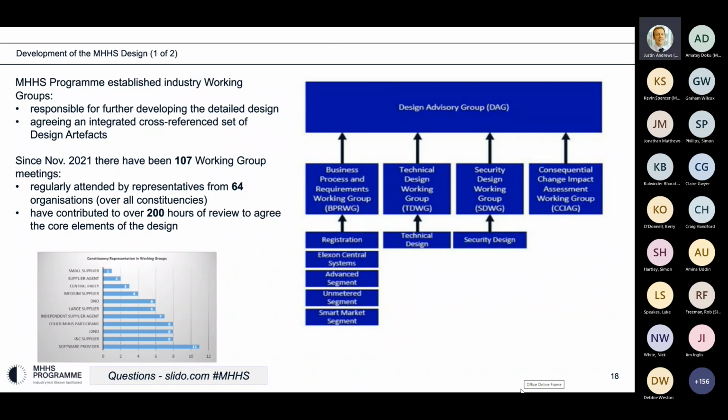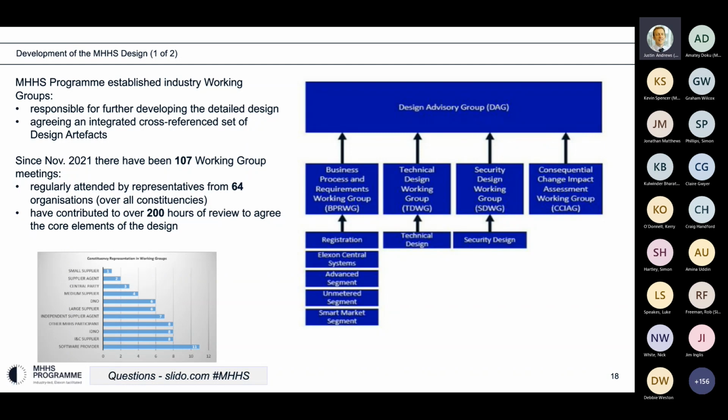So I mentioned at the start, we've got this design advisory group, and that represents all the different constituencies out there in industry. That's listed in that bottom little point there, where we've got large suppliers, medium independent commercial, small suppliers, Elexon, DCC, and distribution businesses. Then they are constituency reps, and they will be reviewing all the work that's done by these lower level groups.